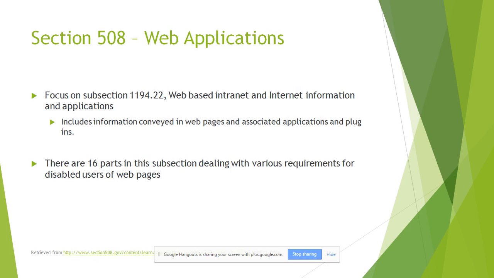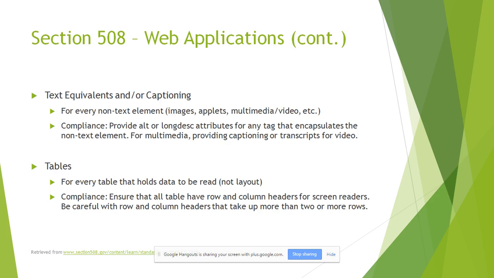We're going to focus, because of our web development class, specifically on the web applications, and that's subsection 1194.22, and it includes information conveyed in web pages, associated applications, and plugins. There are 16 parts in this subsection dealing with various requirements for disabled users of web pages. There are several of them that I chunked into different categories, so we're going to cover some of those categories.